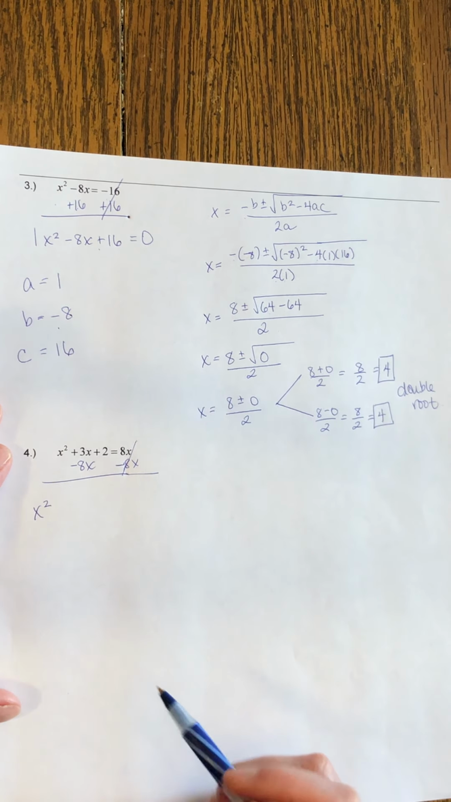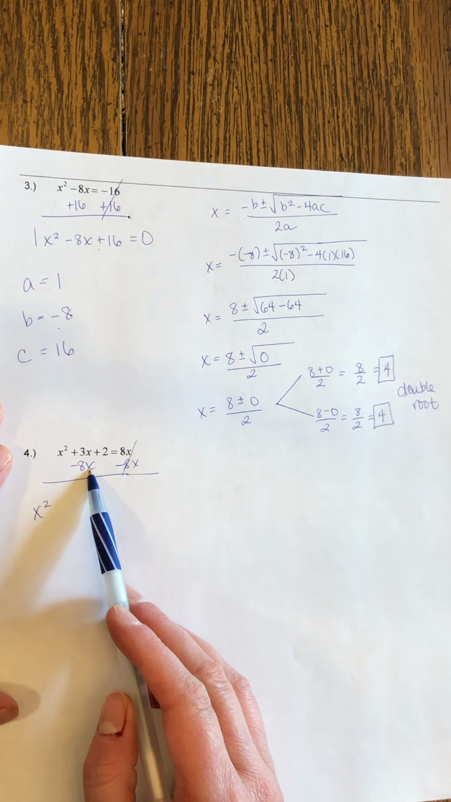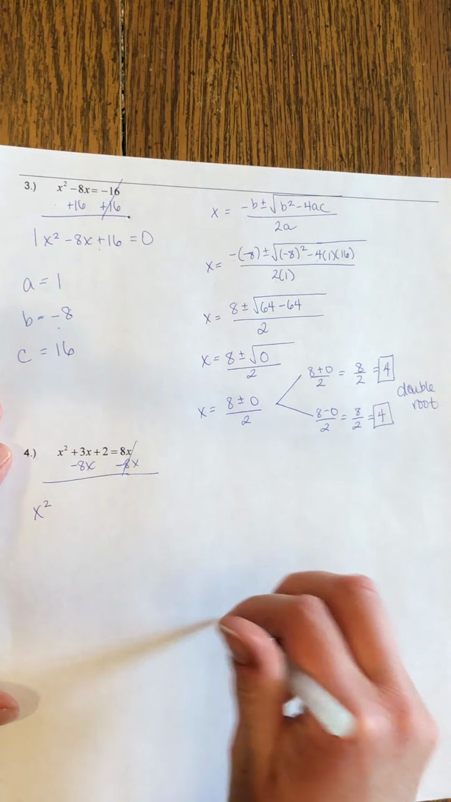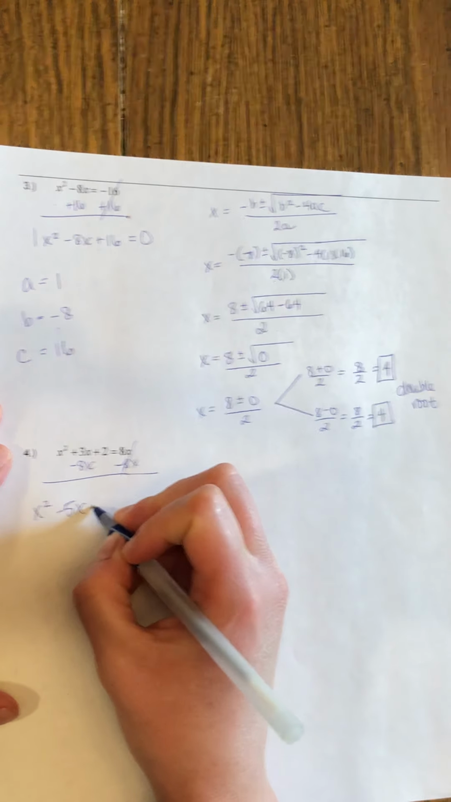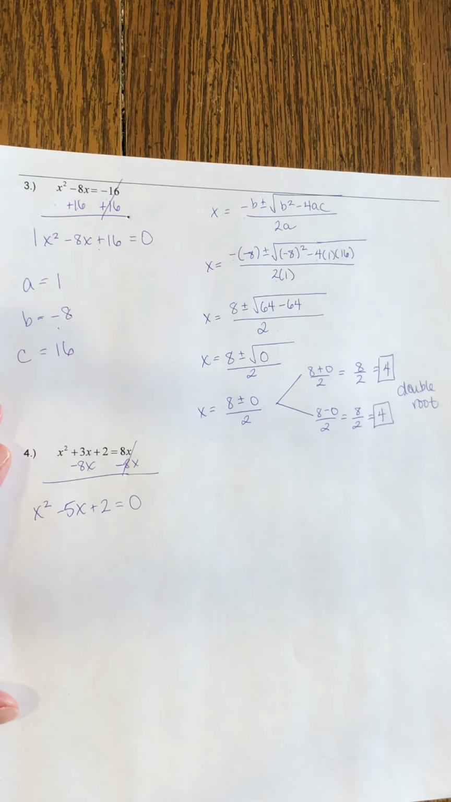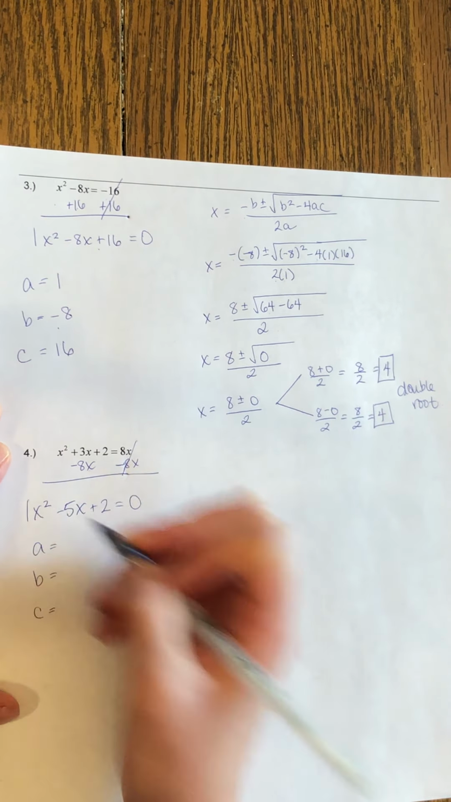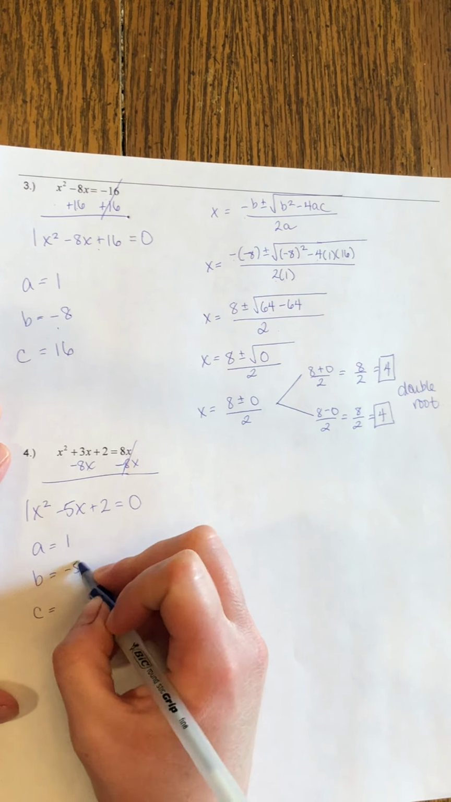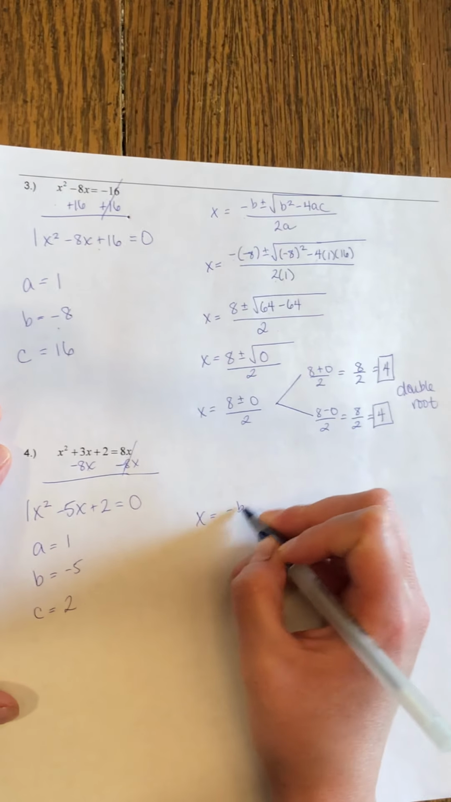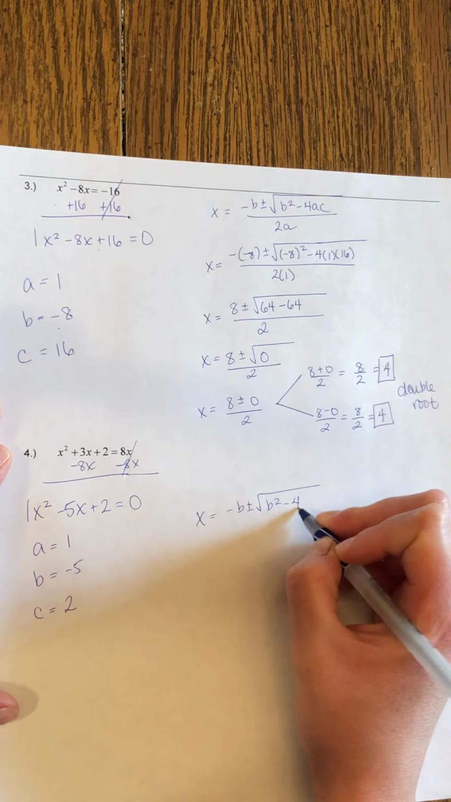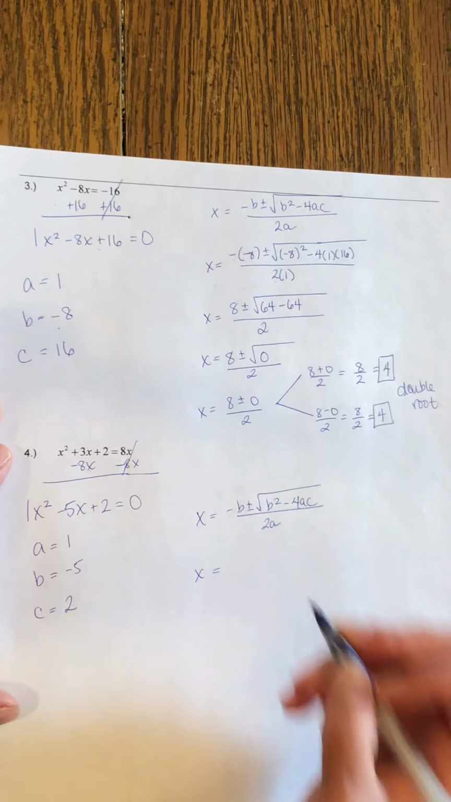So I'm still going to have x squared, but now I need to simplify. What is 3x minus 8x? 3 minus 8 would be negative 5x. And we still have a plus 2, and all that's going to be equal to 0. So our next step is to figure out what a, b, and c are. So that's going to be 1, negative 5, and 2. And then we're going to start to fill in those numbers into the quadratic formula.